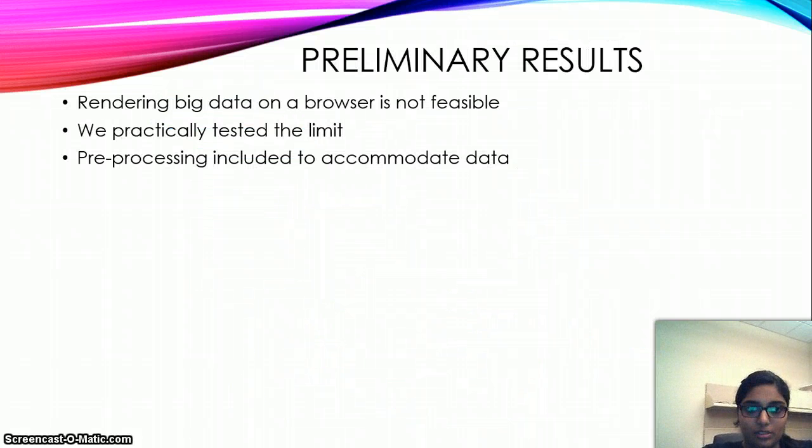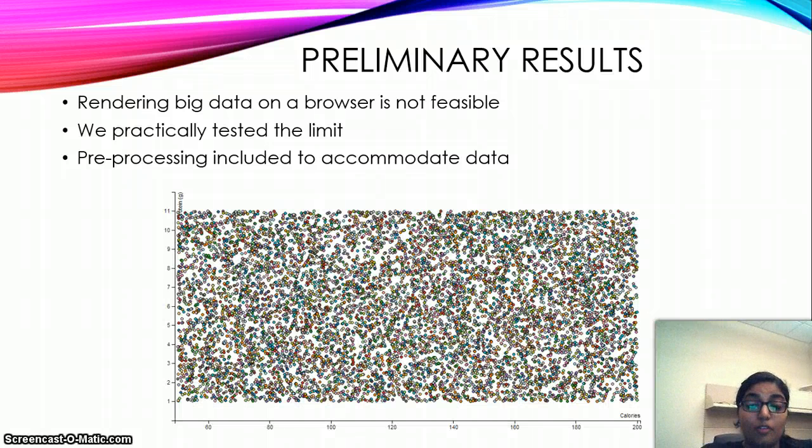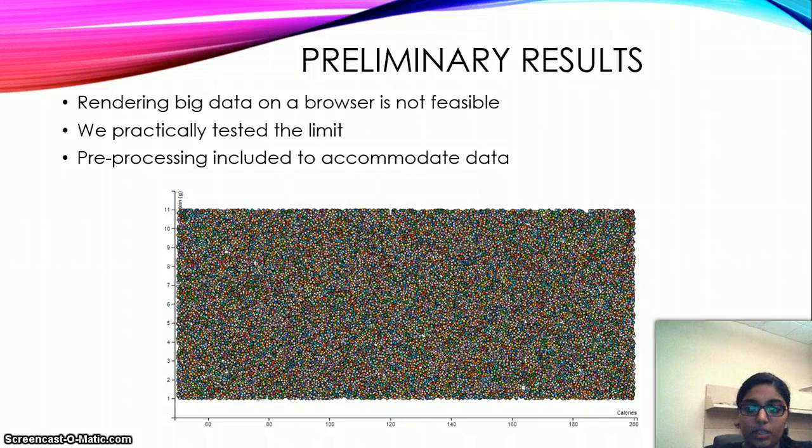Talking about preliminary results, we practically tested the limit of how big data can be rendered on a browser, and we found that it is not exactly feasible. For example, over here, we are trying to visualize about 10,000 data points. And in this case, we are trying to visualize 40,000 data points. It was seen that it becomes more and more unclear as we increase the data points.